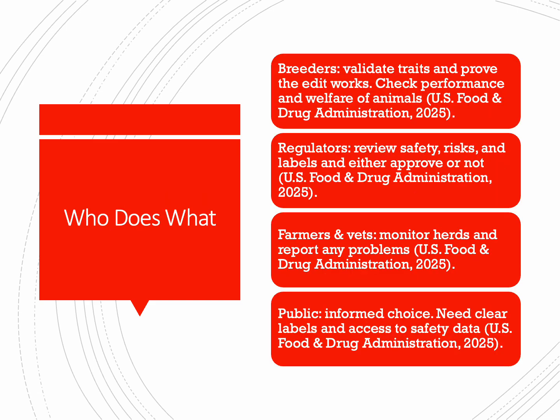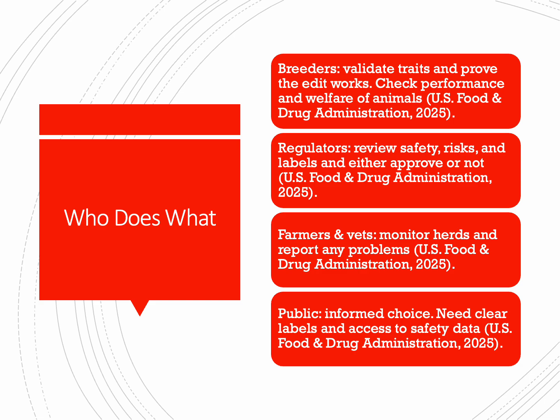So now I'm going to move into the moving parts of the operations and specific of who does what. Firstly, there's the breeders who validate the traits and make sure the gene edit works. They also need to check the performance of the edit and on the welfare of the animals. And then we move into the regulators who review the safety, the risks, and the labels, and make sure that everything is clear and that safety standards are in check. And then they can either approve or not of the gene edit.